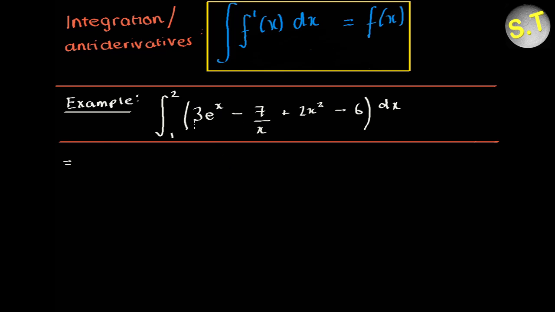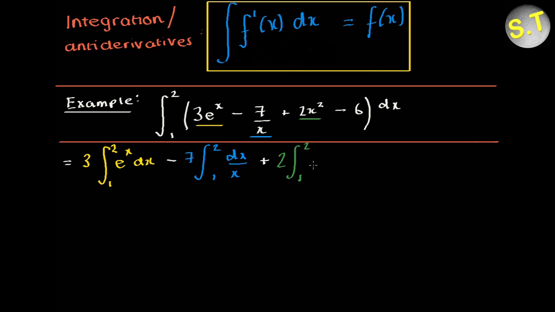So this is equal to 3 times the integral of e to the x with respect to x between x equals 1 and 2, minus seven times the integral between 1 and 2 of 1 over x dx, which can be written as dx over x, plus 2 times the integral between 1 and 2 of x squared with respect to x, minus 6 times the integral between 1 and 2 of 1 times dx, which is just dx.